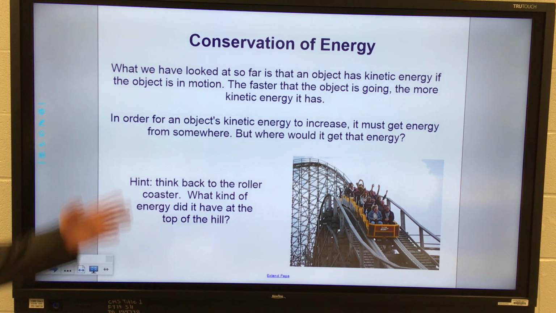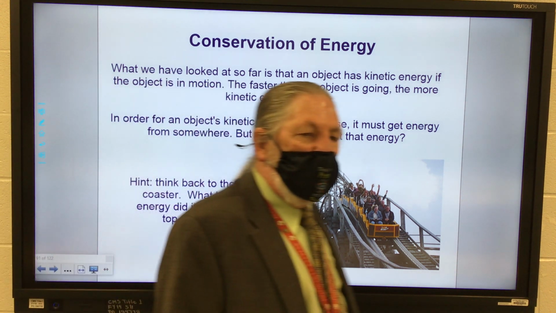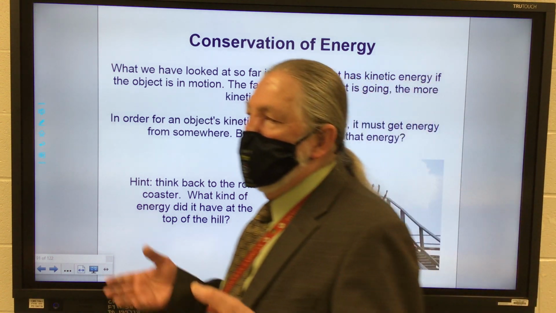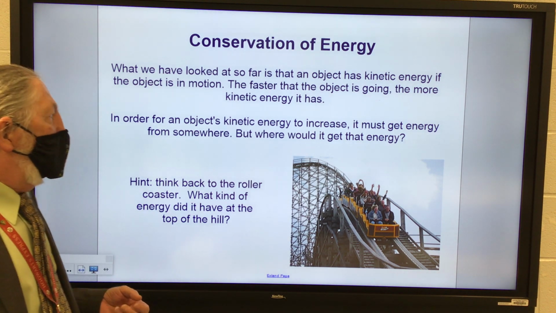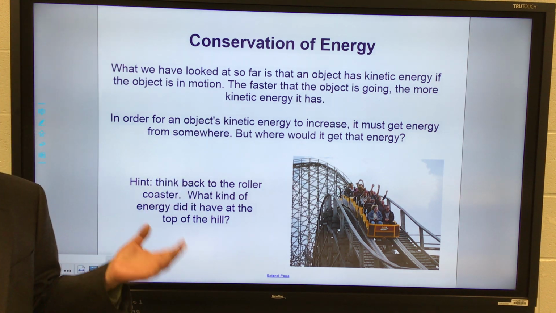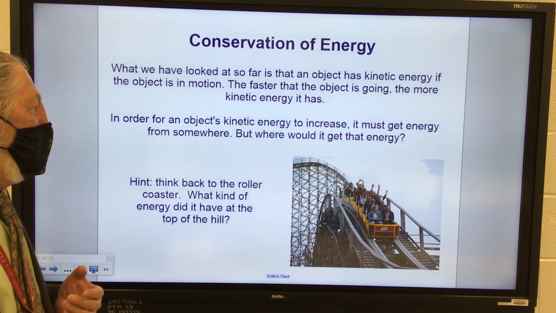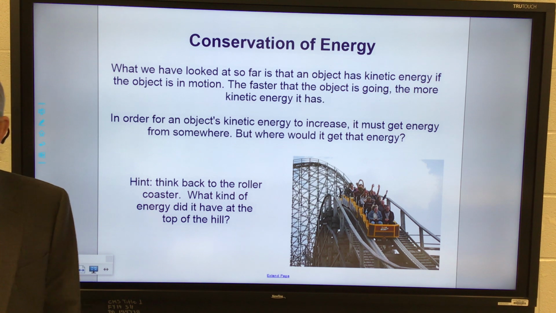Okay, what we've looked at so far is that an object has kinetic energy if the object is in motion. So anytime you hear the word kinetic energy, you automatically respond with what? Motion, right? Kinetic energy is motion. So the faster the object is going, the more kinetic energy it has. That's just a given, right? So in order for an object's kinetic energy to increase, it must get energy from somewhere. Where does it get that energy from?